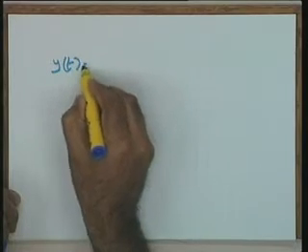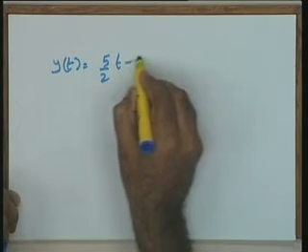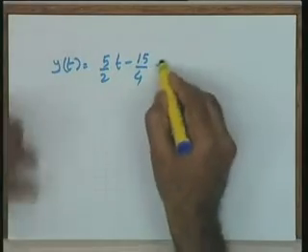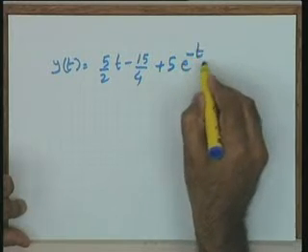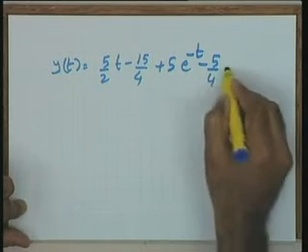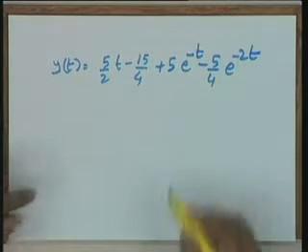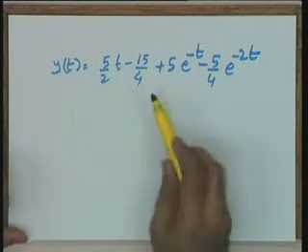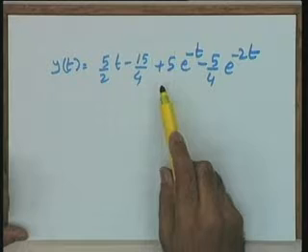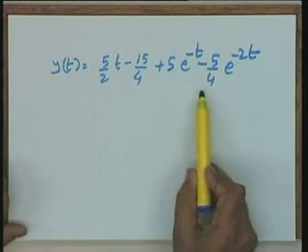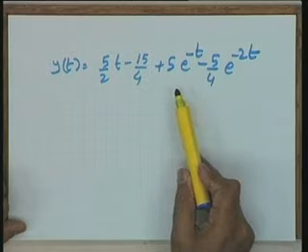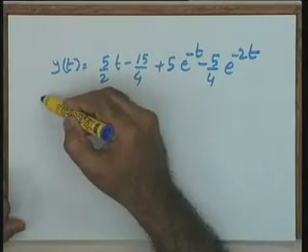y(t) is equal to 5 by 2 t minus 15 by 4 plus 5 e to the power of minus t minus 5 by 4 e to the power of minus 2t. Let me look at the total response, please. This is the graph. When t is equal to 0, what is the value? The value in this particular case at t equal to 0 will turn out to be 0. Check this. So the graph which I have plotted is the graph of this y(t).